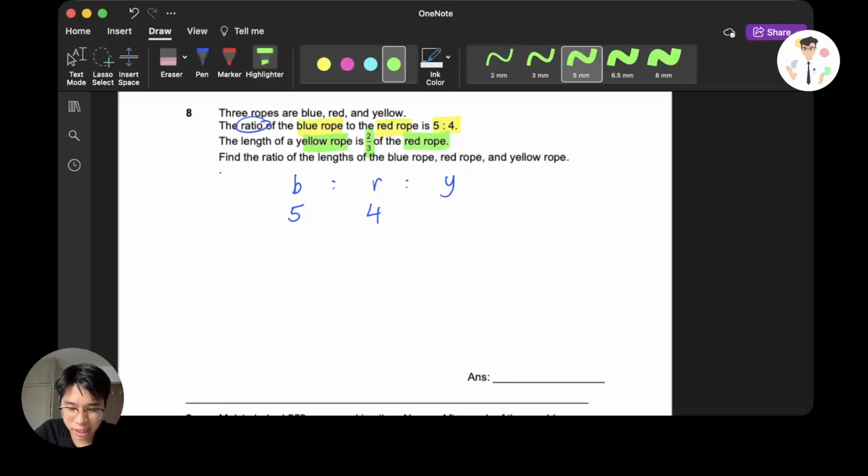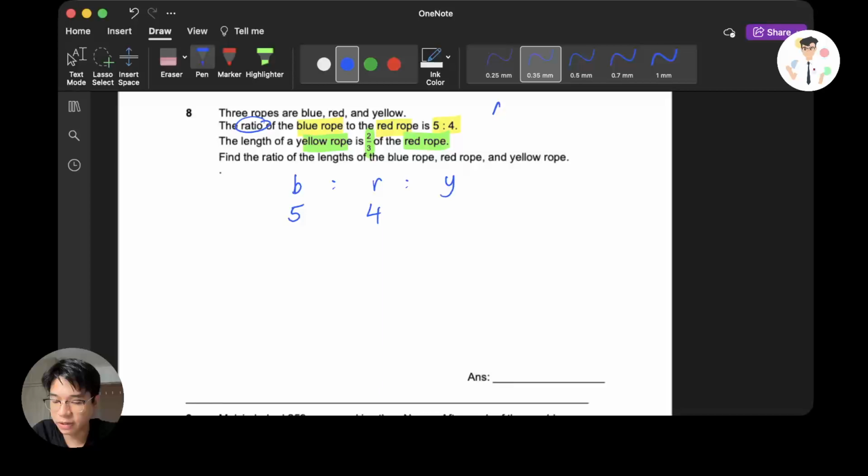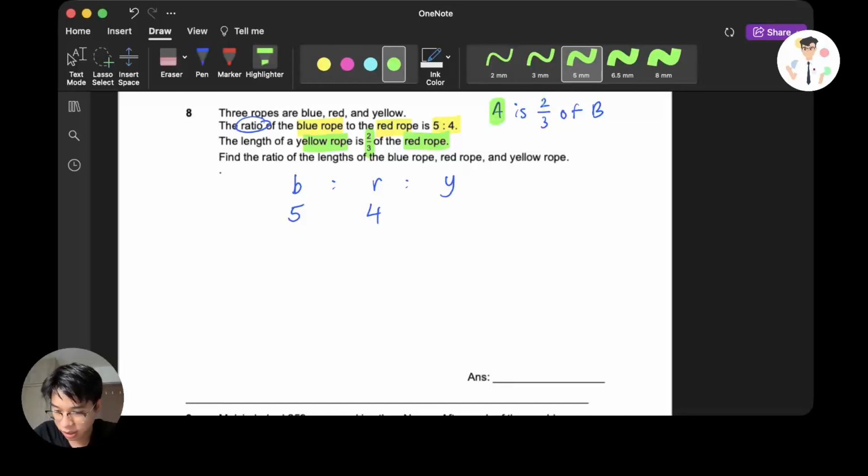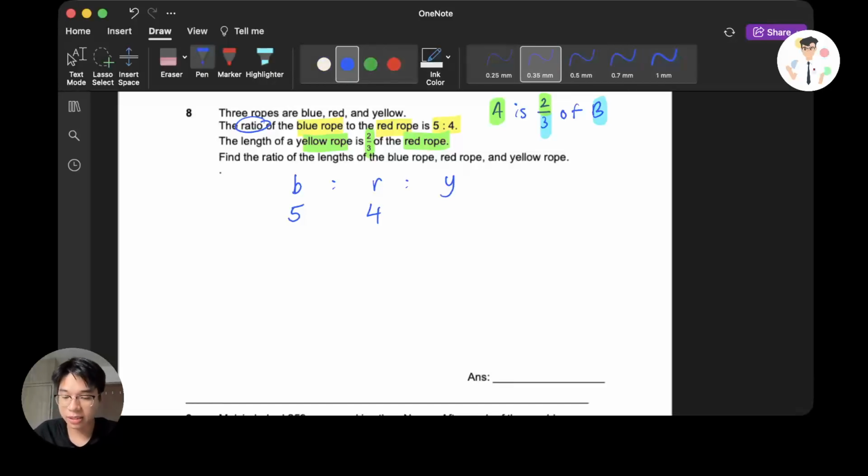Now, again, I'm a bit sad because many of you forgot. If I say A is 2 over 3 of B, remember, this A is this 2. This 3 is this B. And it means the same thing, that A is actually 2 units and B is actually 3 units. So to get the idea, it means that the yellow rope is supposed to be 2 units and the red rope is supposed to be 3 units. And of course, when you write it down, we don't write that U. So we just write here, yellow is supposed to be 2.